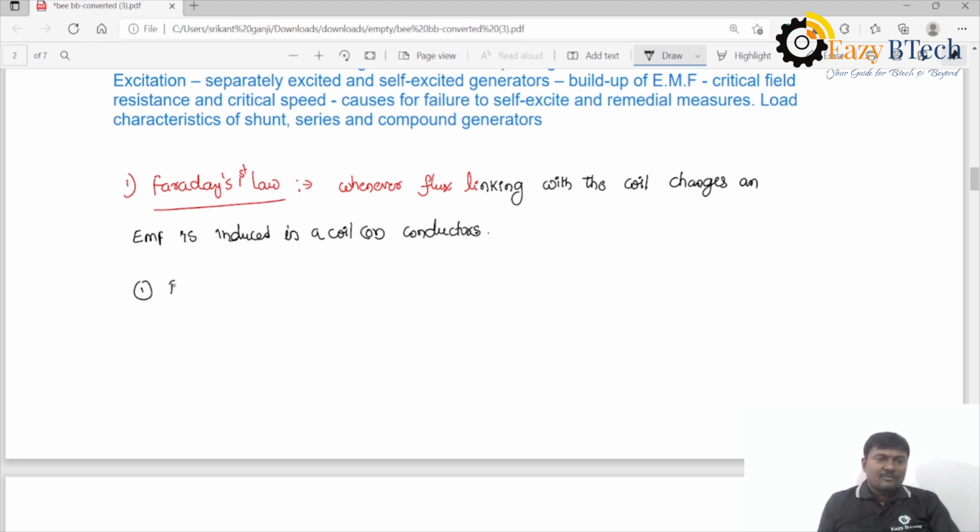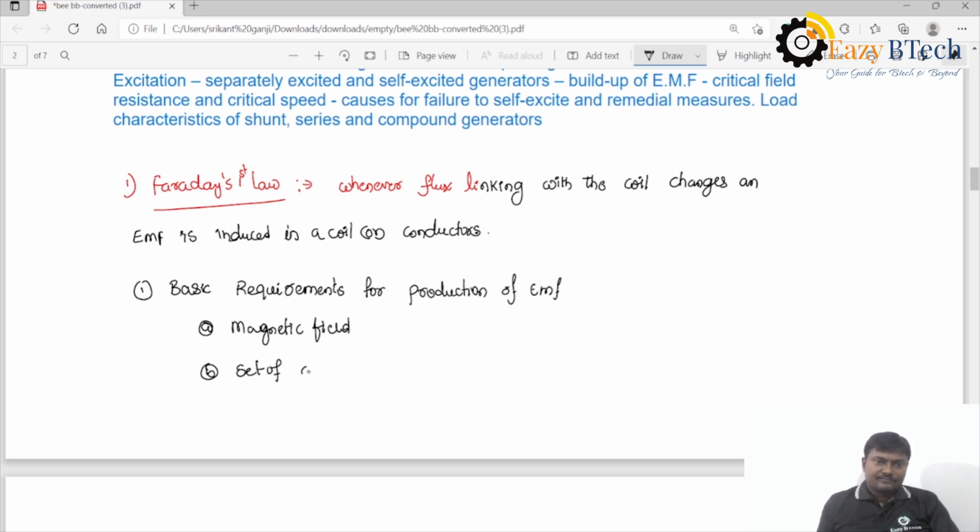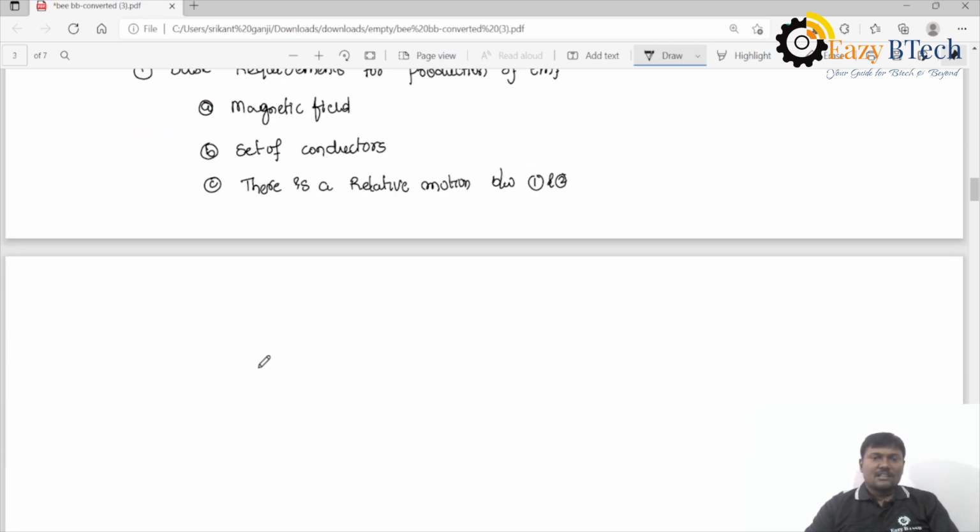So what are the basic requirements for production of EMF? First, we need a magnetic field, second is a set of conductors, and third, the most important point, there is a relative motion between 1 and 2. Then only the EMF is induced, otherwise the EMF is not induced.